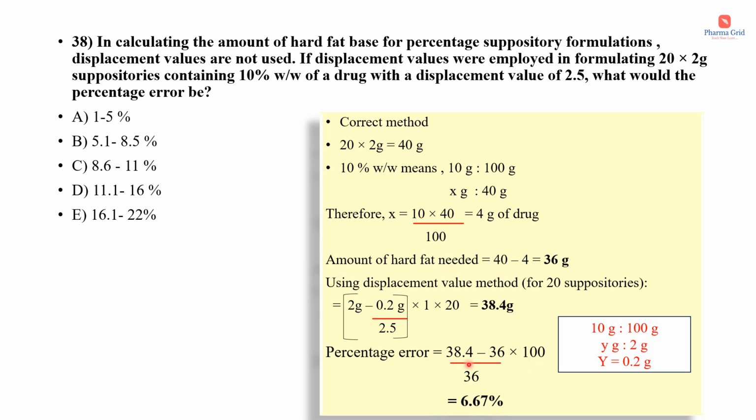So 38.4 minus 36 divided by 36 multiplied by 100 is equal to 6.67%. So here the correct answer is option B, that is 5.1 to 8.5%. That is, 6.67% falls under this category, 5.1 to 8.5%. So here the percentage error calculated is 6.67%.